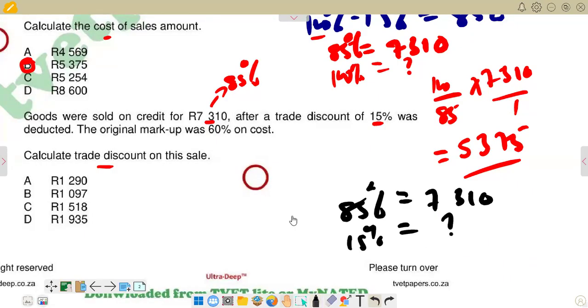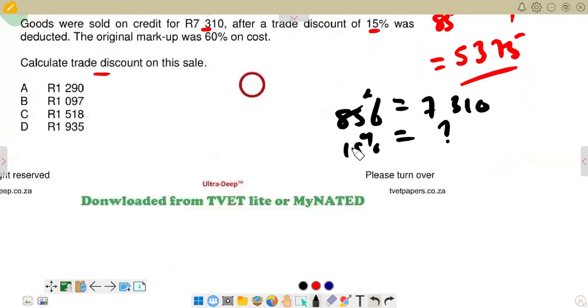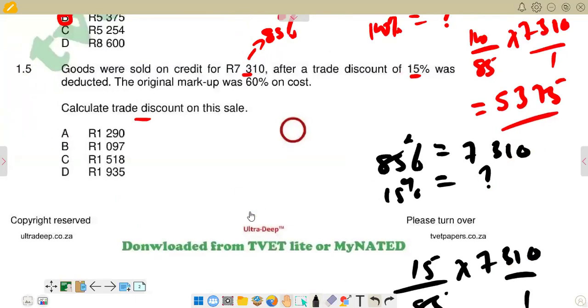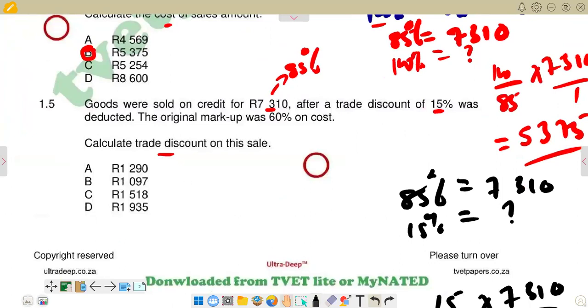So we can just make the calculation using the method of calculating proportion, whereby what we don't have is 15%, we make it a numerator. What we have is 85, make it a denominator, then you multiply by 7,310. So let's try to see what we get there. If we say 15 divided by 85, then you multiply by 7,310, you're supposed to get 1,290. So 1,290 becomes our trade discount. So we have got A as our answer there. This is 1.5, so we can indicate A as the most appropriate. Then we can go to the next question.